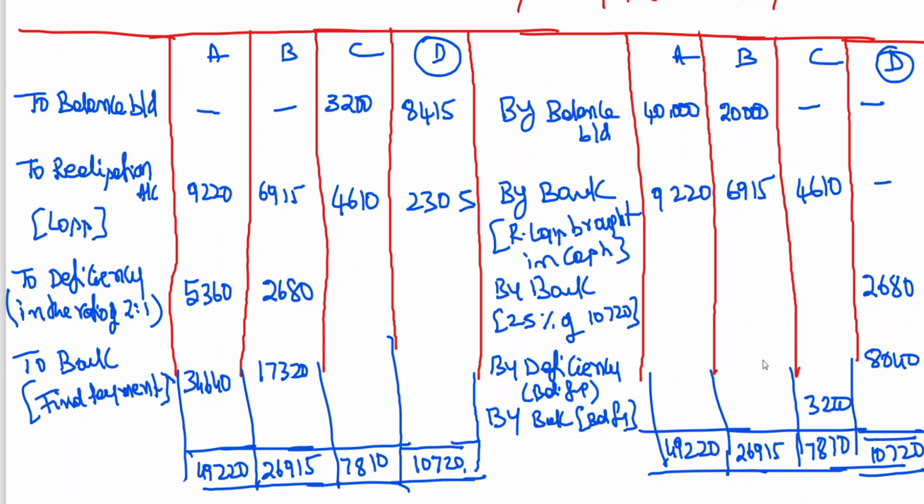Some authors, when you look at the solution, sometimes instead of writing rule number 1, this 4,610, they will be adding it here also. That is why I have written it 2 times. If you understand this, anyhow C's capital account is showing debit balance, no? This 4,610 also will be included here, obviously. So directly you can also write by bank 4,610 plus 3,200.